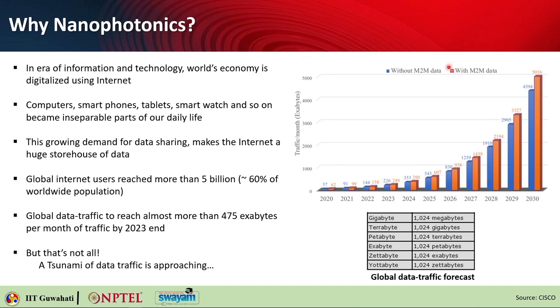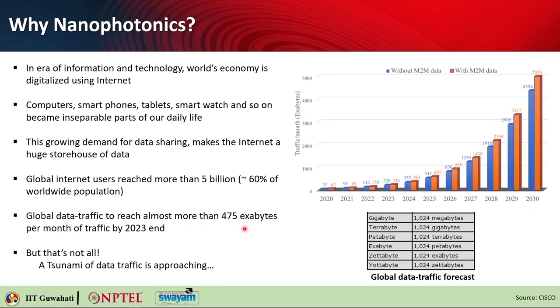2023, here we are. So M2M is like machine to machine, when say a machine is talking to another machine, like a chatbot or something like that. And without M2M, that is like human to human and all these things. So there are two categories the data has been split. So you can see the total traffic per month is 475 exabyte by 2023, and that will go up to this level in 2030. So that's a huge jump.